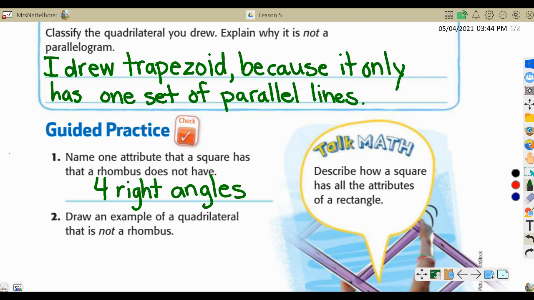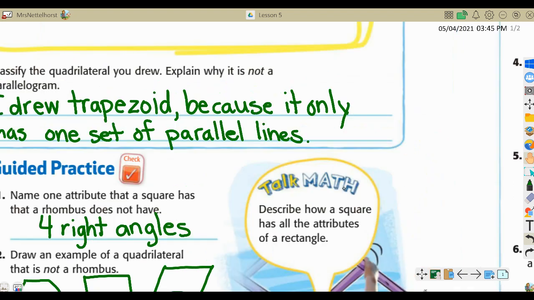Okay, so a quadrilateral that is not a rhombus would be a trapezoid. So if you drew a trapezoid, good for you. Okay, a rectangle is not a rhombus. Okay, if you do a parallelogram that has 2 long sides and 2 short sides, it is not a rhombus. Okay, but if you drew a square, that's incorrect. You need to erase it and try again. So trapezoid, rectangle, parallelogram. Those are your only choices. Okay, let's go on to independent practice, and I'll give you your directions.